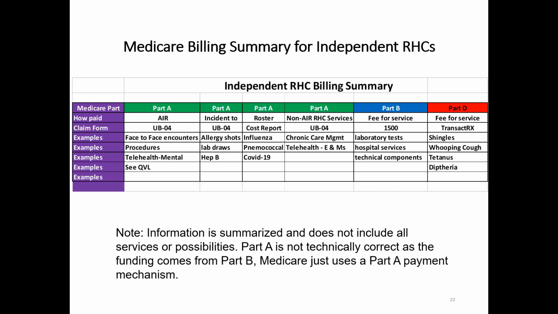And then finally, over here in the red, that's Medicare Part D. Medicare Part B only covers these particular vaccines: influenza, pneumococcal, COVID, and Hep B. Any other vaccine is covered under Medicare Part D. There's no way to get compensated for that through the rural health clinic.